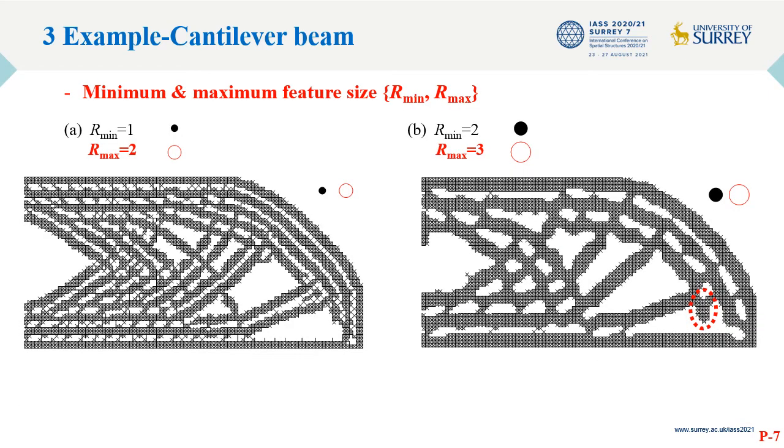Next, we consider simultaneously the minimum and maximum feature size. The originally large components have been split into small parts to satisfy the maximum feature size control. The smaller the R maximum, the more sophisticated the connectivity relationship in the structural layout.